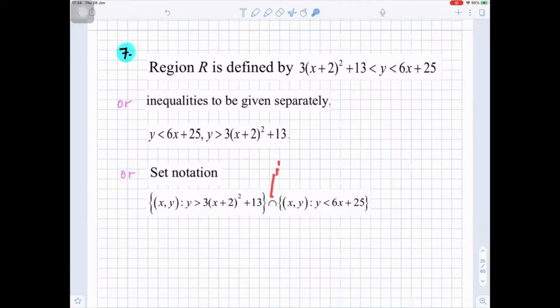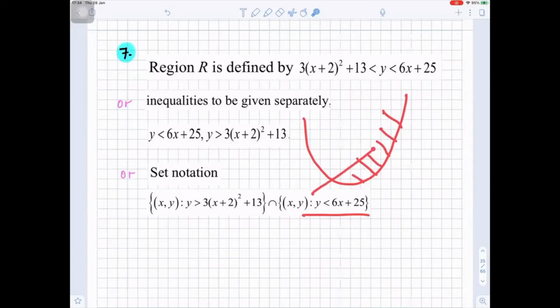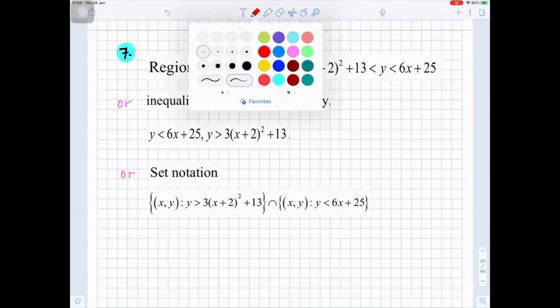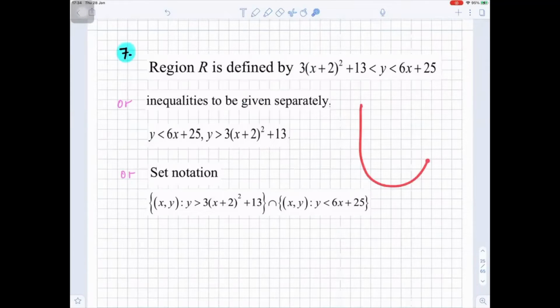Intersection, that's what it means, where they meet: the x, y where y is less than 6x plus 12, the ones that are below the line. So what they're saying to you is that what is above the curve intersect what is below the line. Let me put this again so you can see clearly. What is above the curve, and what is below the line. So that's what you want to do.